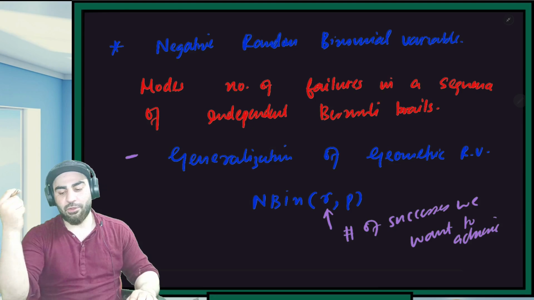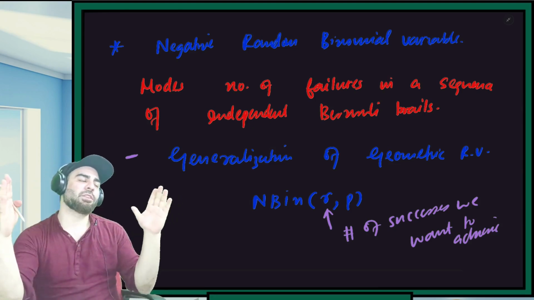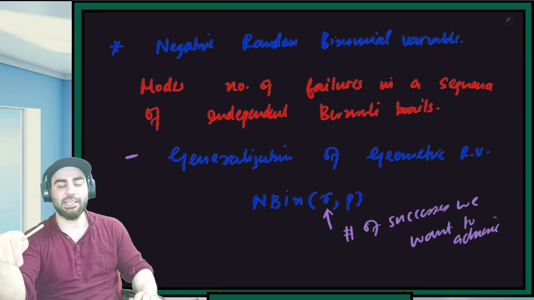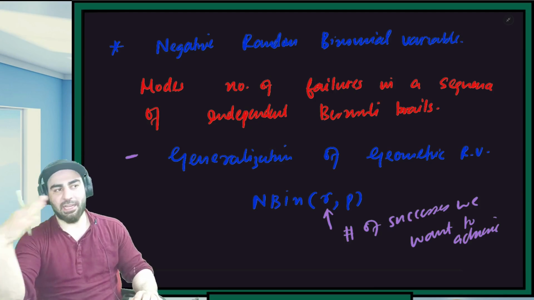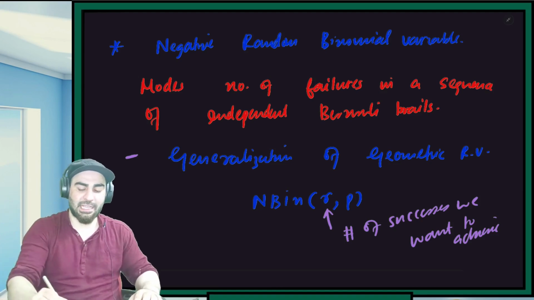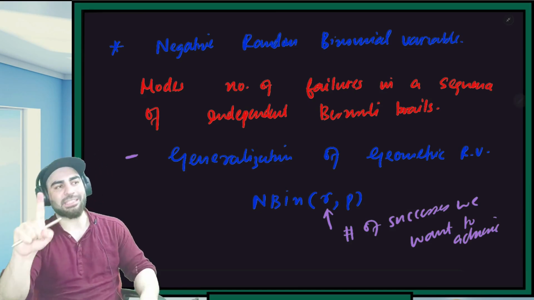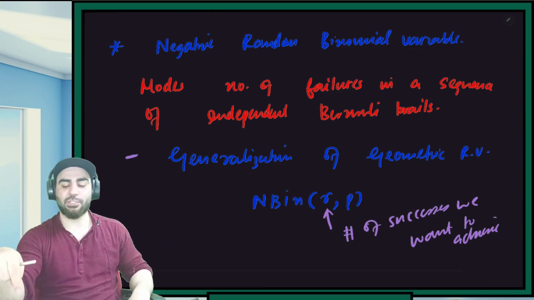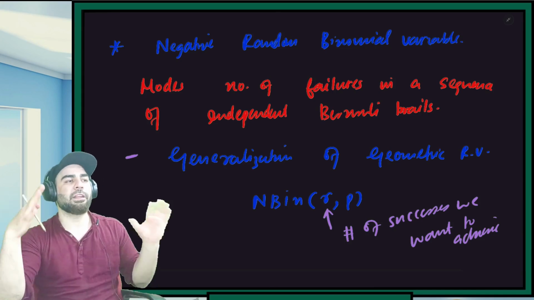In geometric you just want to achieve one success. You are saying count all the failures till I get the success, so you call that a geometric random variable. But in this case, you are saying I want r successes, irrespective of how many failures I get, and then you count the number of failures till I get r successes. This is some sort of generalization of the geometric random variable. In geometric, if I get one success, I'm done. Here, I am interested in r successes, and I count the number of failures till I get the r successes.